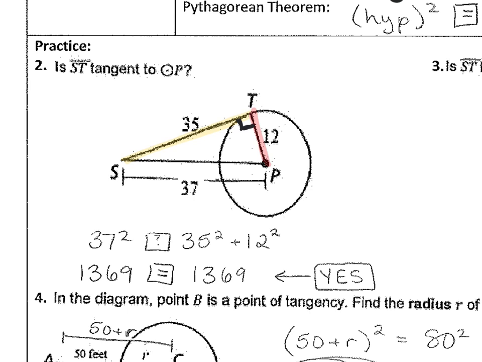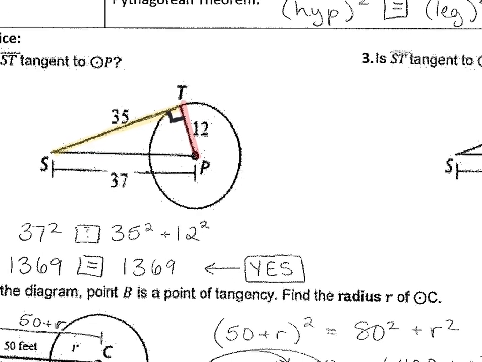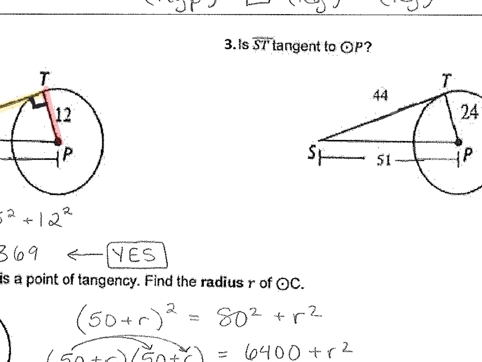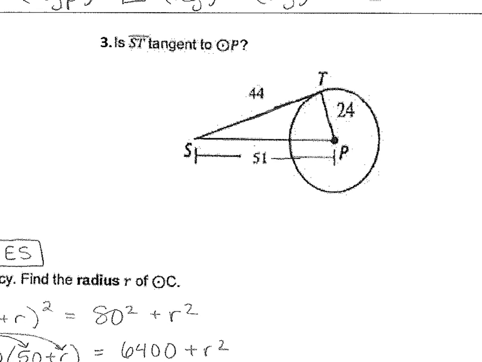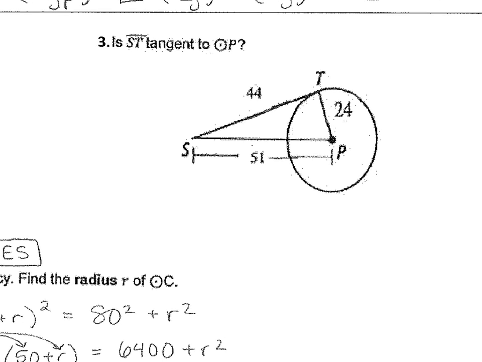You are going to do example 3. I'll help you by highlighting, but you're going to actually solve the question, which means you may need to go grab a calculator. For number 3, which of those side lengths, 24, 44, or 51, is the tangent line? Tangent line, remember, means it touches the circle only in one point. My 44 is the tangent line.